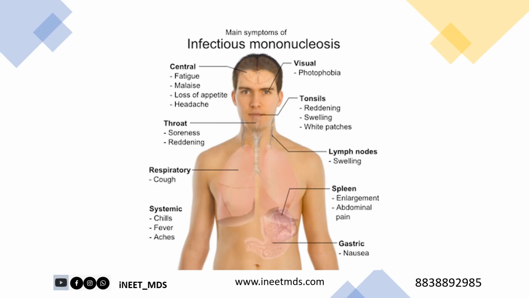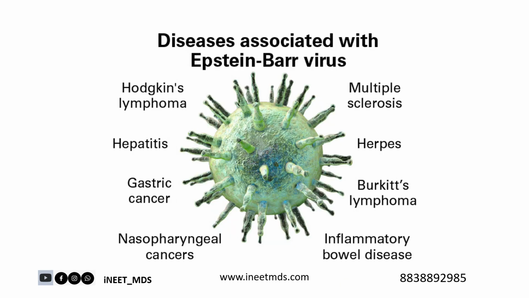So infectious mononucleosis centrally causes fatigue, malaise and loss of appetite, then soreness or reddening of the throat. In the respiratory system, it causes cough. Then the patient will have chills, fever, ache. In the gastric mucosa, it might cause nausea. Sometimes spleen enlargement and abdominal pain. They will have lymph node swelling, typically of the cervical lymph nodes. Then inflammation of the tonsil, and sometimes the patient will have photophobia as well. These are some of the common symptoms of infectious mononucleosis.